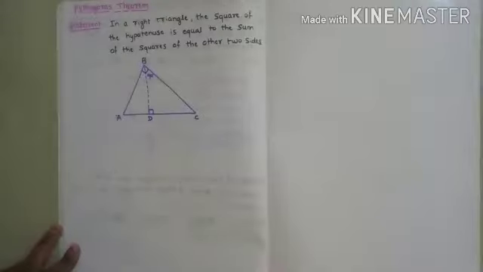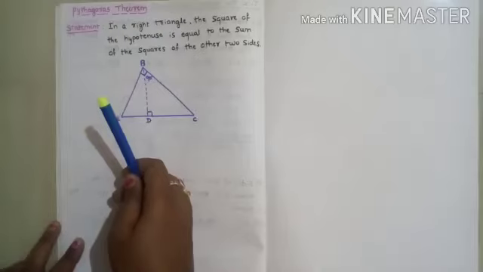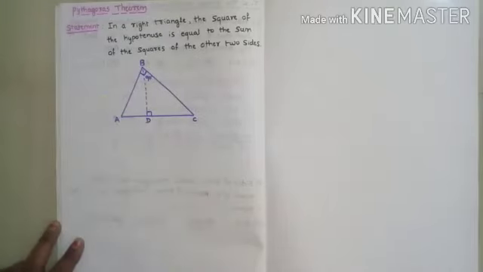Hello children, in this video we are going to learn one of the most important theorems, the Pythagoras theorem. This is the last theorem in this chapter, the triangle chapter. We'll see the statement they have given, and you have to understand the statement correctly, then you can prove the theorem. In the exam they will give "state and prove Pythagoras theorem." You have to remember the statement also.